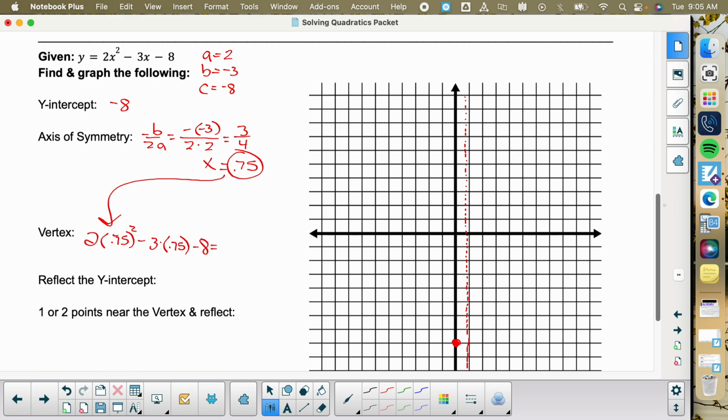Yes, probably. So for this one, no, A is always going to be the number on the x squared. B is always going to be the number on the regular x.